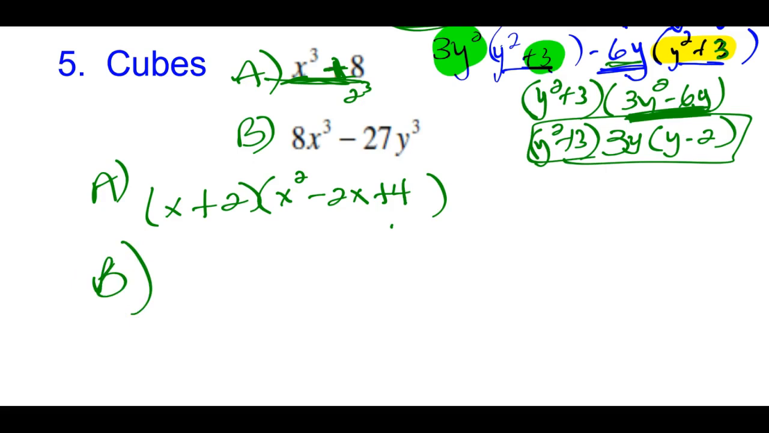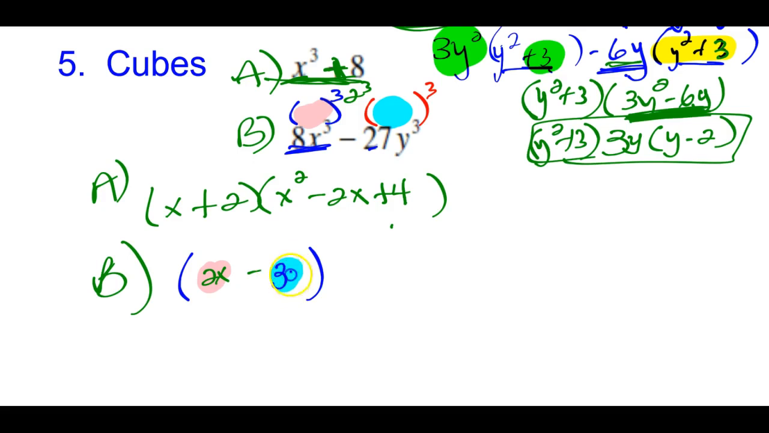For part B, I would try GCF first, but there is no GCF between 8 and 27. So again, I would think about what the bases are. What's being cubed? What can I put into this pink spot to get 8x cubed? And that pink spot, I believe, is 2x. And then likewise, what can go into this spot and cube to give me the 27y cubed? So that blue base, what's being cubed, is what? 3 cubed is 27, 3 times 3 times 3, y.